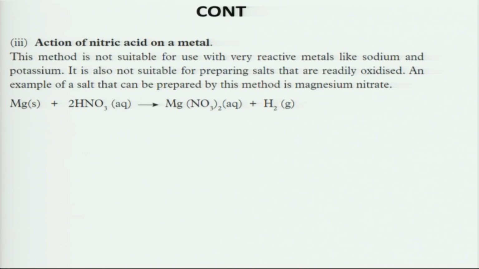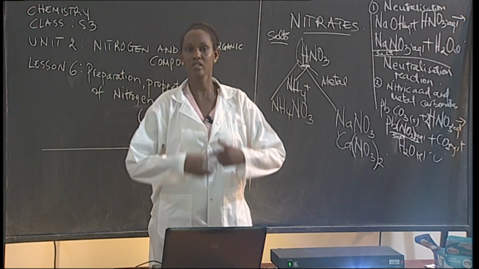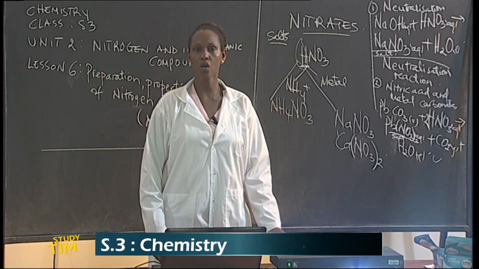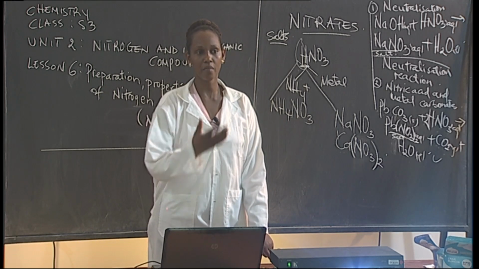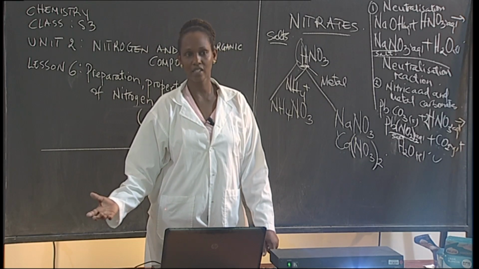So, the action of nitric acid on a metal. Get a metal, react it with nitric acid, you will get its nitrate. For example, magnesium plus nitric acid, you get magnesium nitrate plus hydrogen gas. But this method is not suitable for use with very reactive metals like sodium and potassium. It's not suitable for preparing salts that can easily oxidize. A salt that can be prepared by this method is magnesium nitrate.